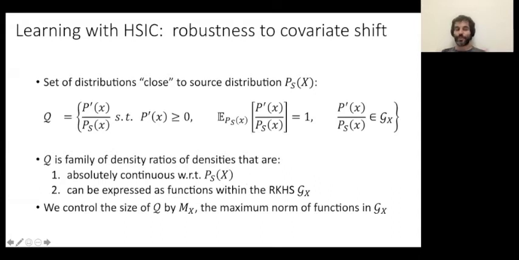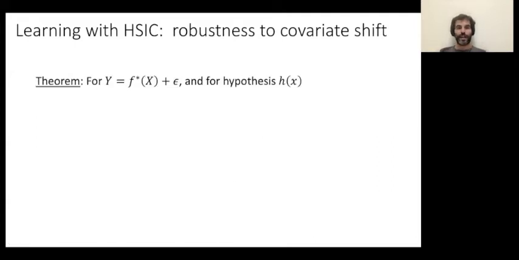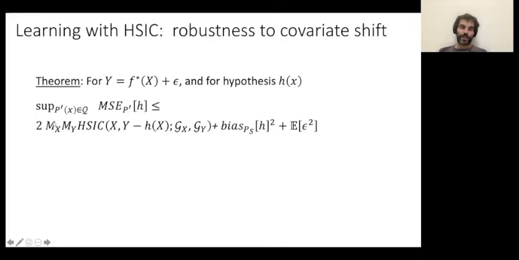Okay, and now we're going to show a guarantee that we have if our target distribution comes from this Q, if you're learning with HSIC. So if indeed Y has some F star of X plus epsilon structure, then for any hypothesis H of X, we have the following. The supremum of the mean squared error of H under any P prime in the set Q that we defined above is bounded by 2 times MX, MY, these constants, times the HSIC plus a bias term, plus some irreducible noise. So this means that if we're minimizing HSIC and minimizing this bias, which is easy, this is bias over the source domain so we can calculate this, we're minimizing an upper bound over the worst case mean squared error in the set Q of potential target distributions.